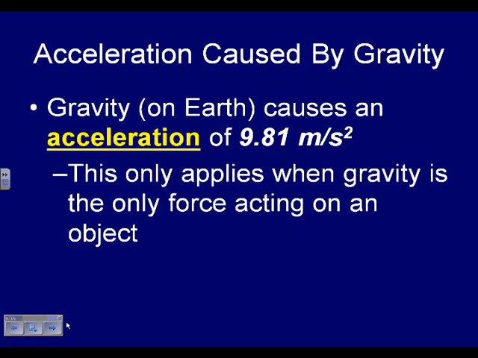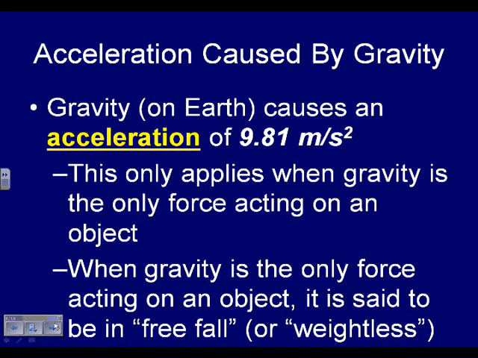But if there's anything else influencing the motion of that object, air resistance, wind, somebody throwing it, somebody catching it, whatever, the acceleration will not be 9.81 meters per second squared. Could be more, could be less, depending on the other influences, but the 9.81 meters per second squared only applies to gravity.